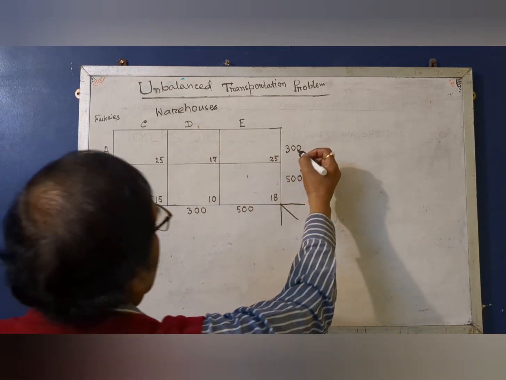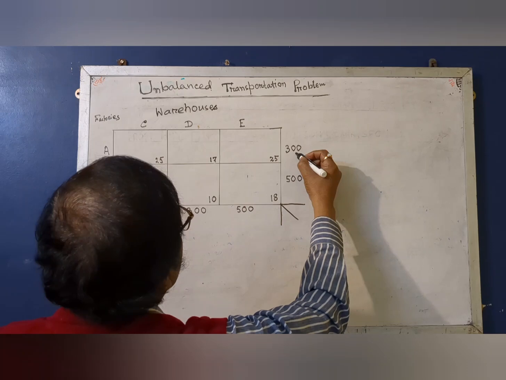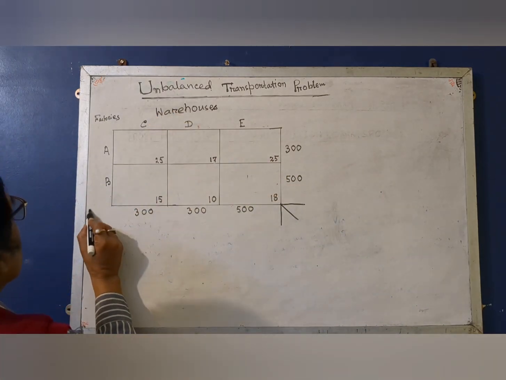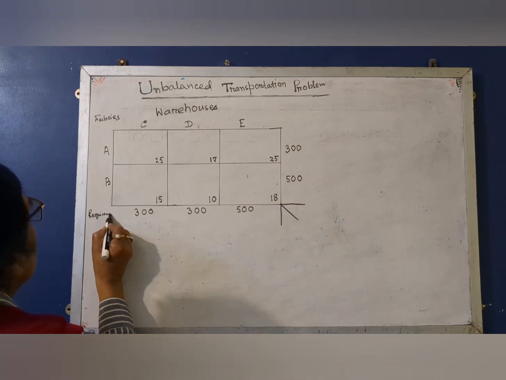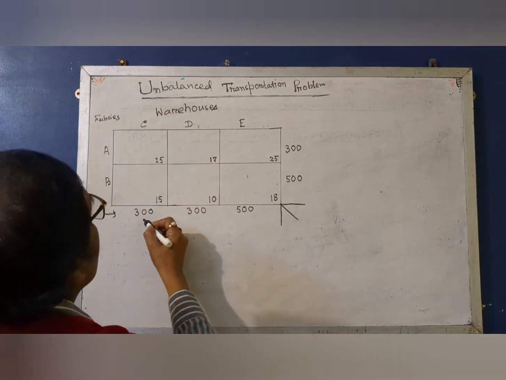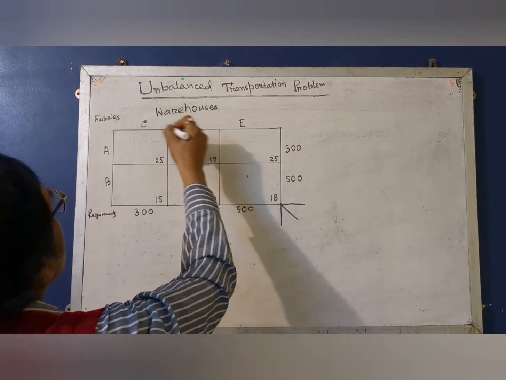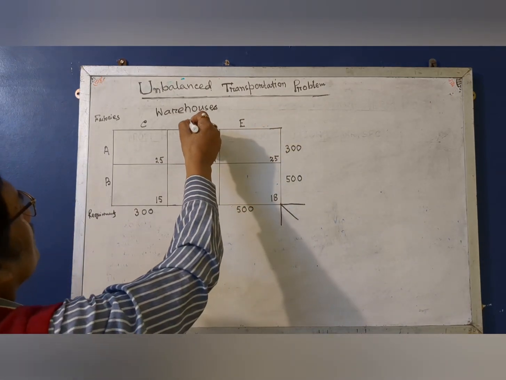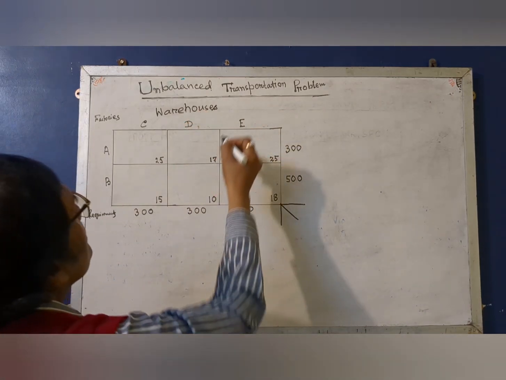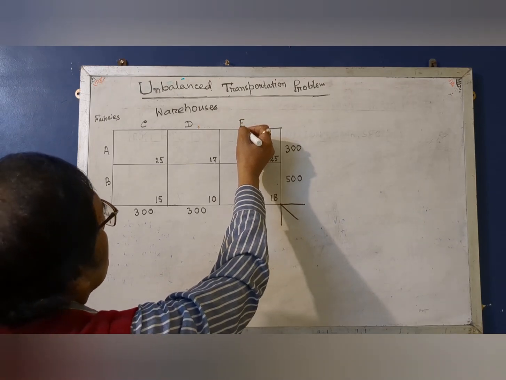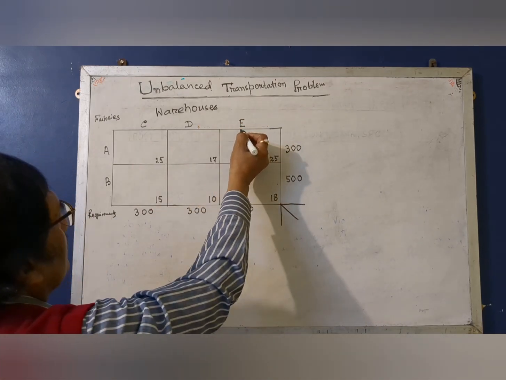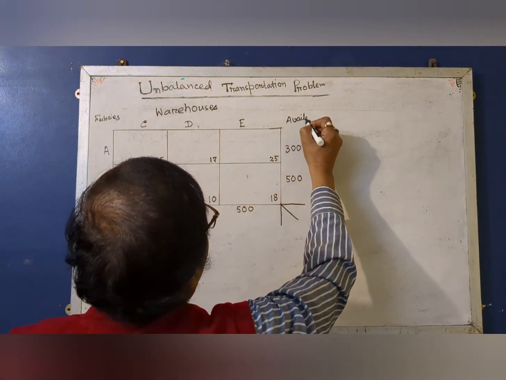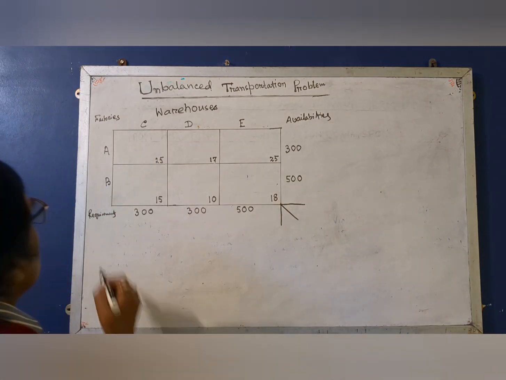Factory A has the capacity to produce 300 units. It is producing 300 units. And B factory is producing 500 units. The requirements: requirement for warehouse C is 300, or you can say the marketplace. Say this is Nepal, and this is Patna, and this is say Siliguri, you can say. And the marketplace D required 300 units, and the marketplace or warehouse, you can say, where the product to be shifted, E, the required unit is 500. And these are the availabilities. Okay. And these are the requirements.